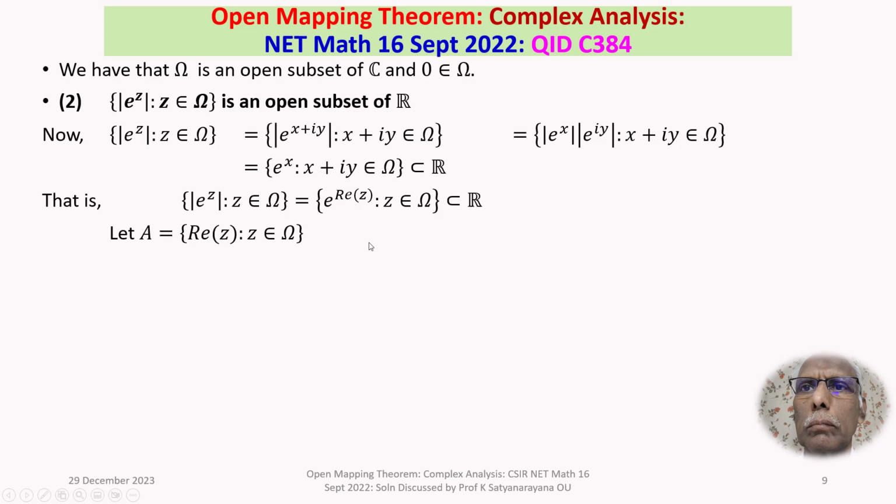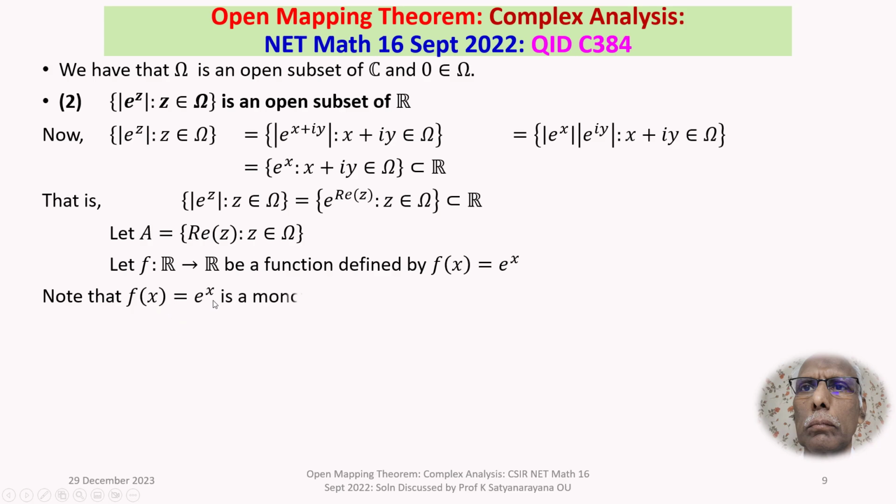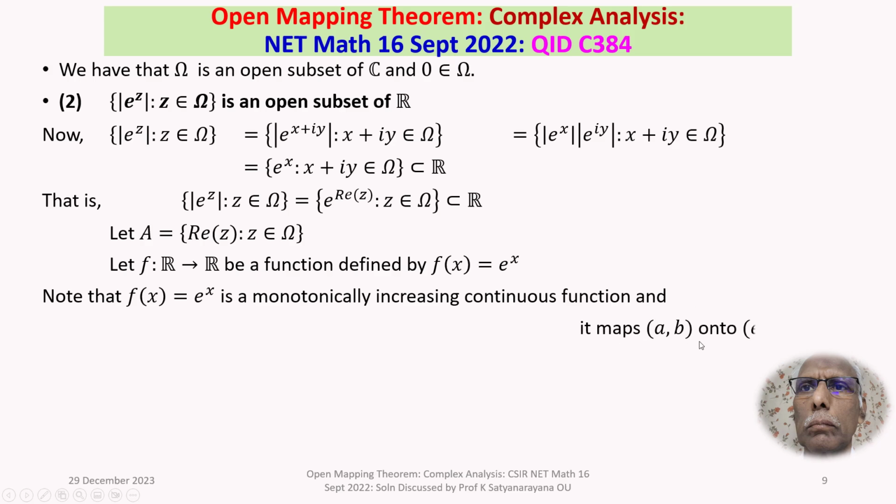So let f be a mapping from R to R, a function defined by f of x is equal to e power x. And notice that f of x equal to e power x is a monotonically increasing and continuous function, and it maps open intervals onto open intervals. It maps the open interval a comma b onto the open interval e to the power of a comma e to the power of b. This we will be using later in this discussion.